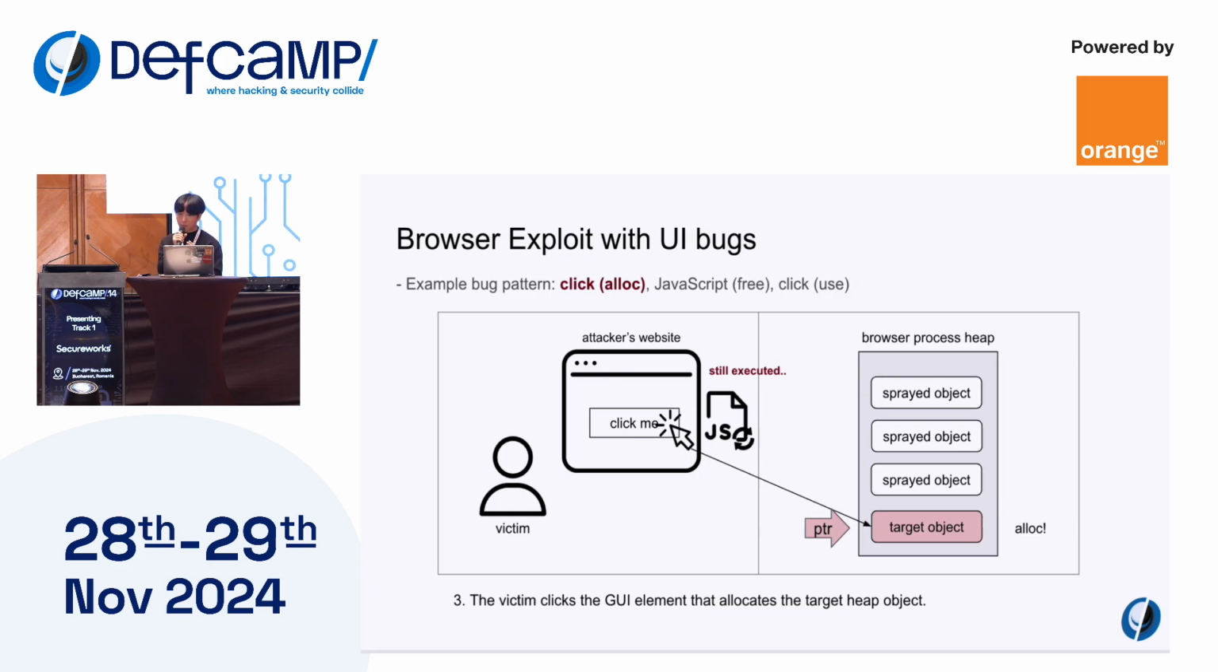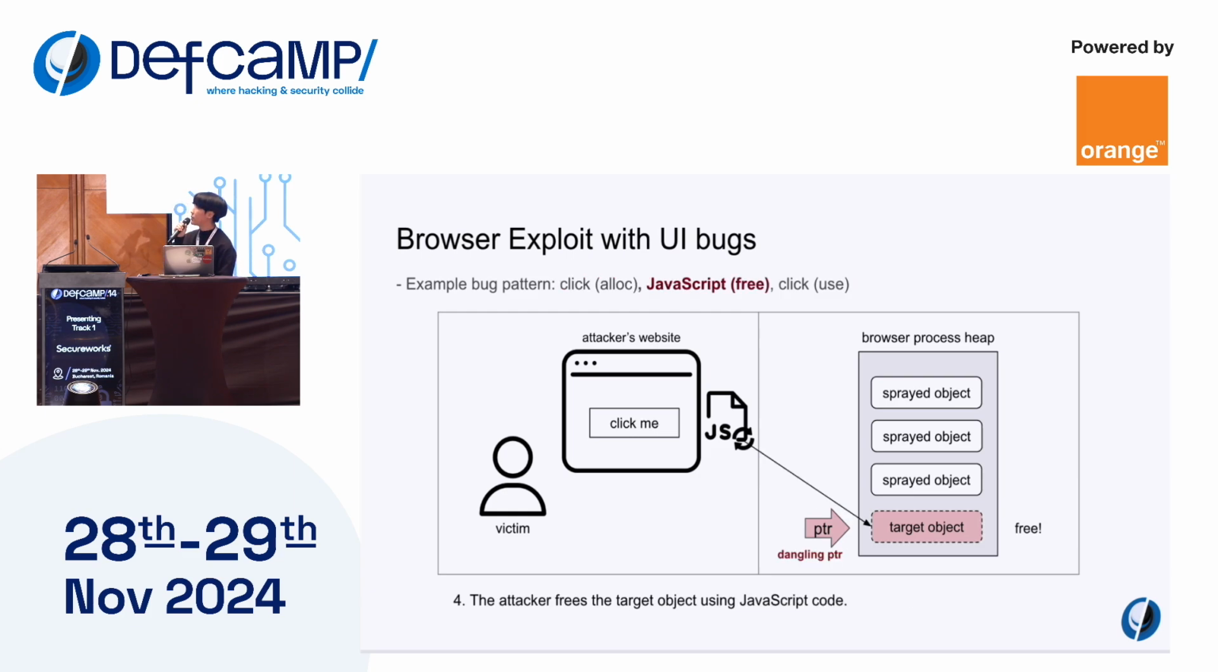And when the button is clicked, the target object is created in heap memory with a pointer referencing that object. This is the allocation stage in the use-after-free attack scenario. But keep in mind that although it is not shown in the slide, the JavaScript from the previous slide is still running, allocating many spray objects.